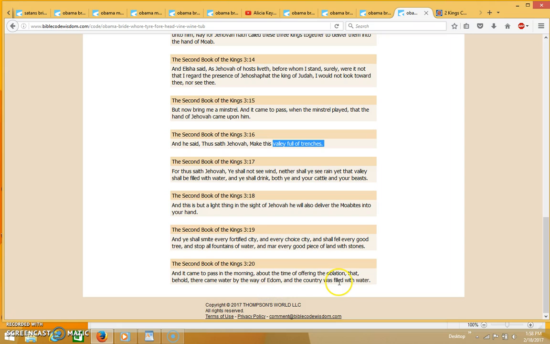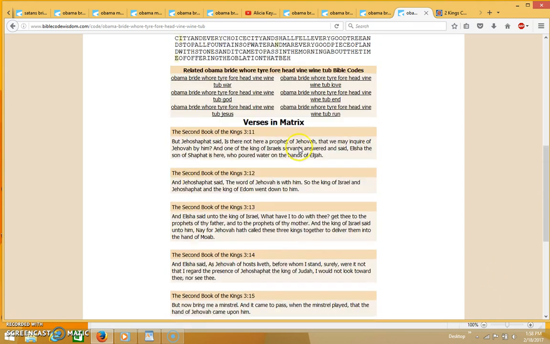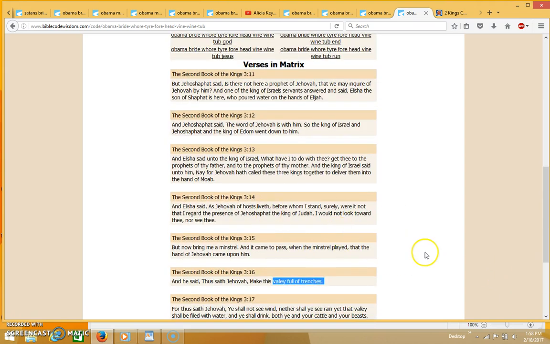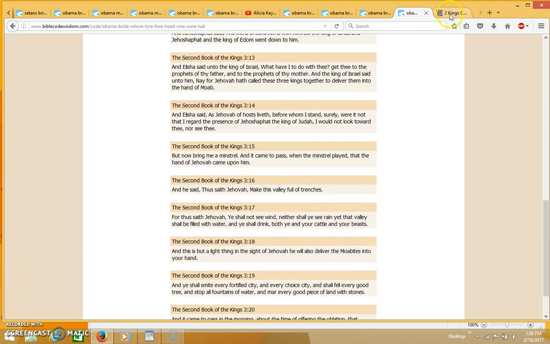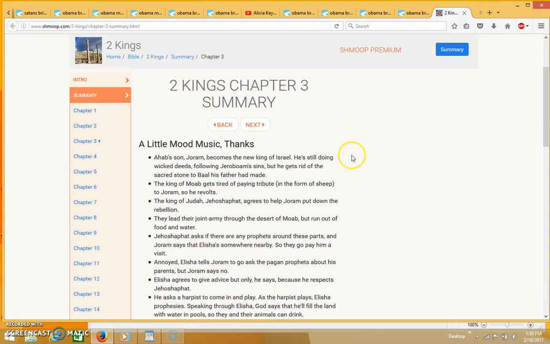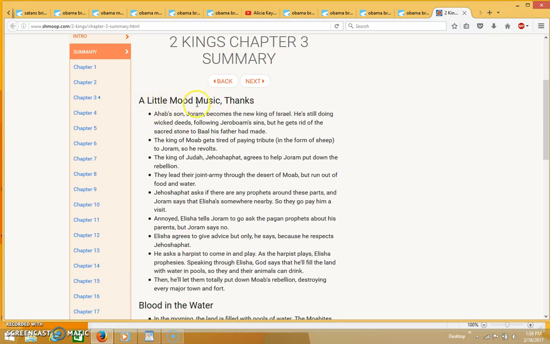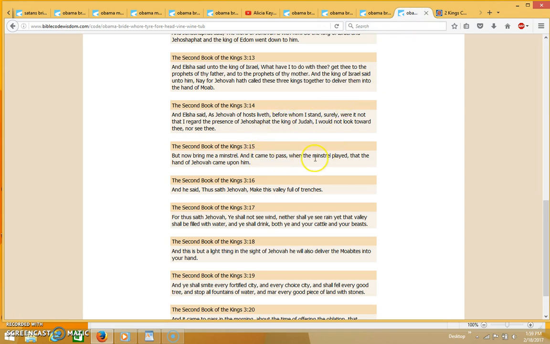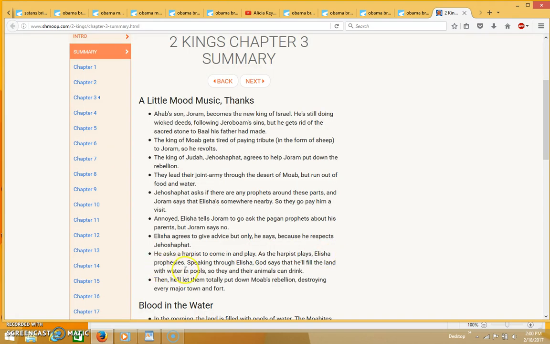Okay, so God did a miracle. He filled the city with water, and all the trenches, he filled them with water so that the horses could have water to drink. But now I'm going to go ahead and read the summary, so I don't have to read the entire chapter, so you can see what the chapter is all about. And so this is the 2 Kings chapter 3 summary, and it starts out by saying, "A little mood music, please," and that's in reference to when they had the minstrel play the music before Elisha prophesied.